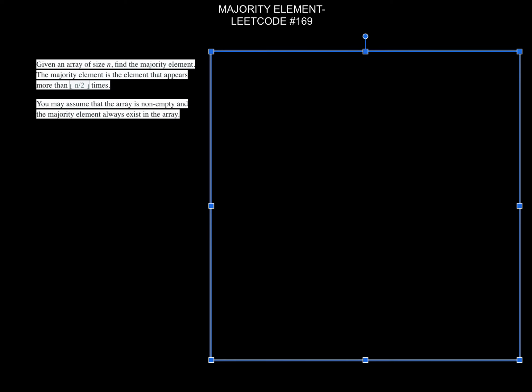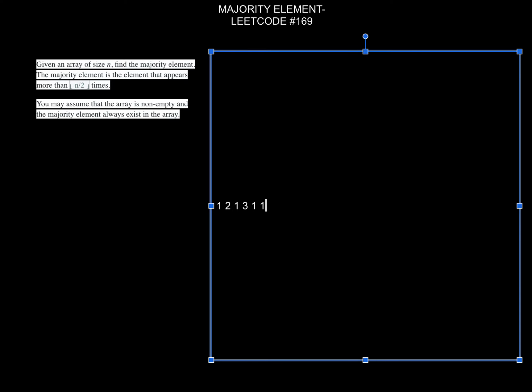So in the case of 1, 2, 1, 3, 1, 1, the majority element here would be 1, because 1 exists four times, and 4 is more than n over 2, which is 6 over 2 here. So 4 is greater than 3. So 1 is our majority element here.